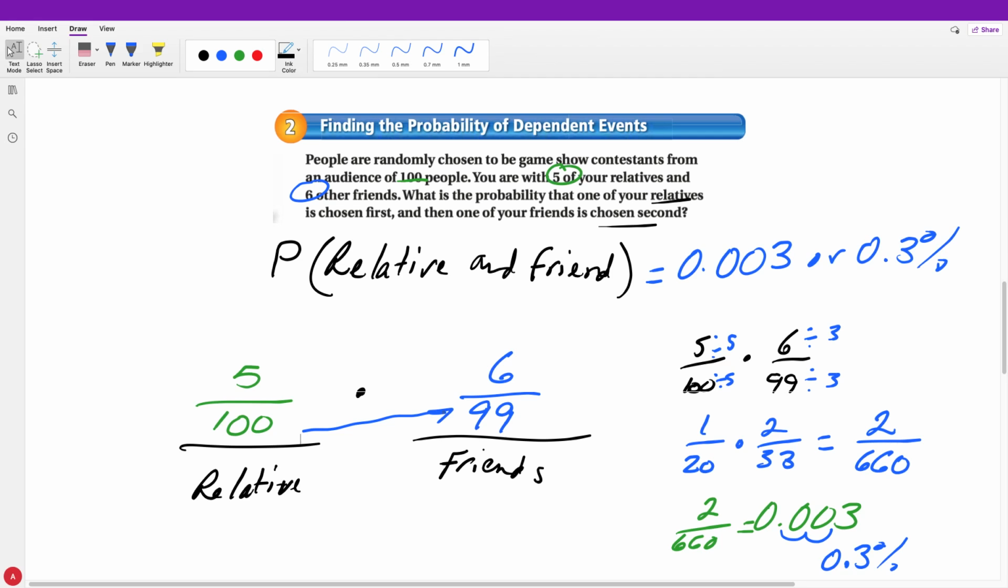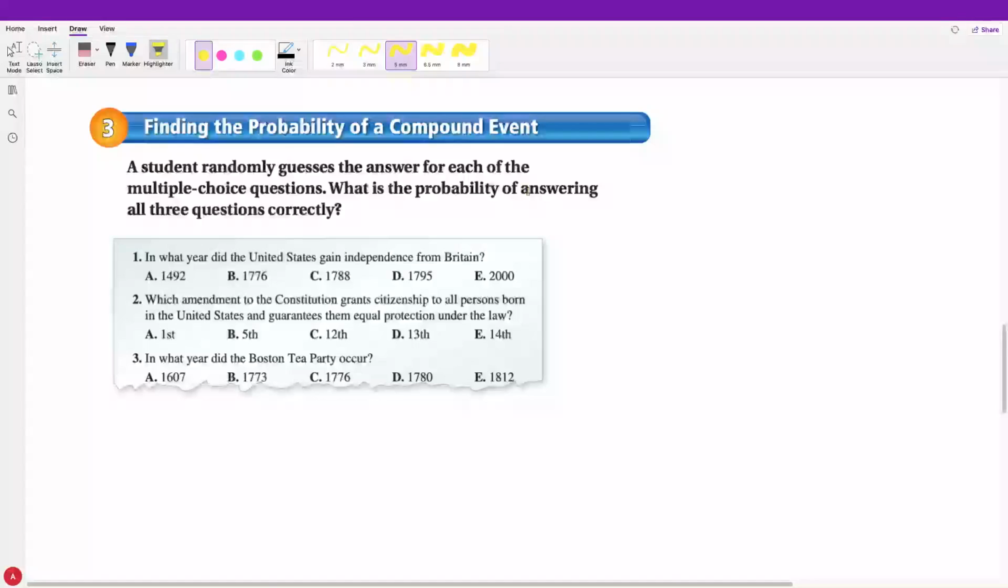All right, so now I believe there's one more question and we're done with this video. The directions for this question do say find a probability of a compound event. We've already been doing compound events though, because remember, a compound event is just 2 or more events that are happening. And all the other examples we did were 2 events, at least. The one was spinning a die or spinning the spinner and flipping a coin. So that's 2 events. And then the last one was picking your relative or your friend. That's 2 events. Now this one, notice, is going to actually have 3 events.